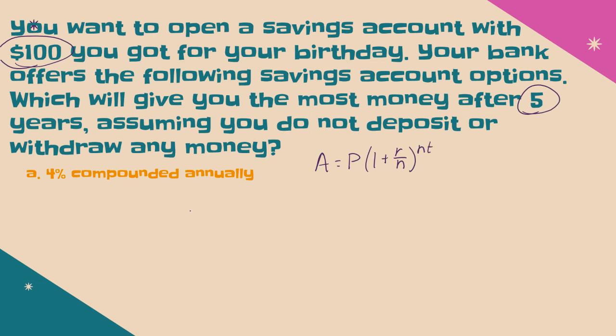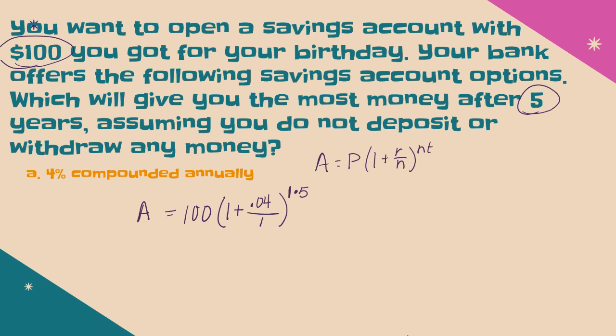So P is our principal amount. We've got $100 we're going to deposit. And R is our rate, which in this case is 4% compounded annually. Annually means one time a year. So 4% is 0.04. And we're going to divide that by how many times per year it's compounded, which in this case is 1, because it's only one time per year. Then we're going to take our exponent, which is NT, N being 1 again, because it's compounded one time a year. And we're doing this for 5 years. So T is 5. And we're going to plug all this in and figure out how much money we will have in our account.